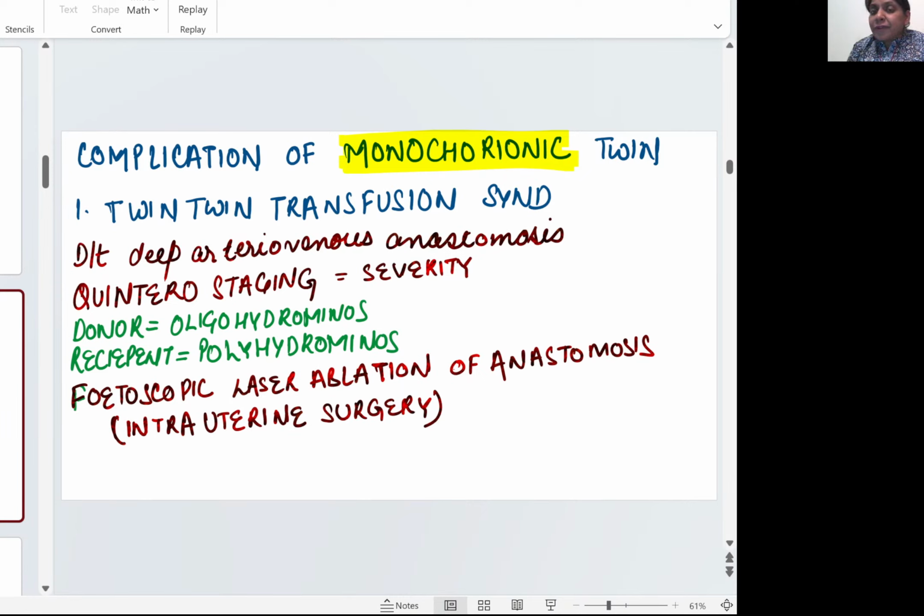We have to be fast. What is the staging for twin transfusion syndrome? Yes, it is a PYQ. Name of the staging. To diagnose the severity of twin transfusion syndrome, what is the staging?